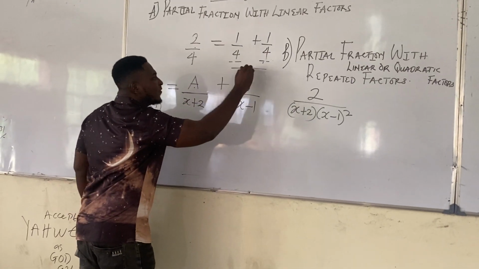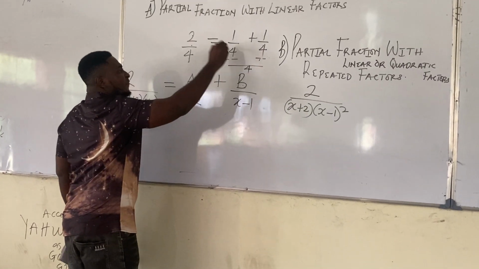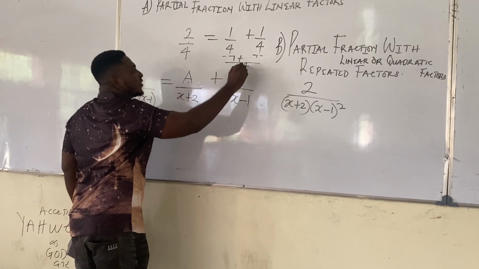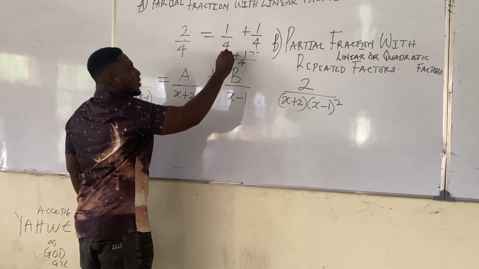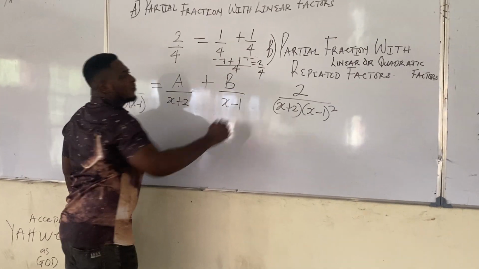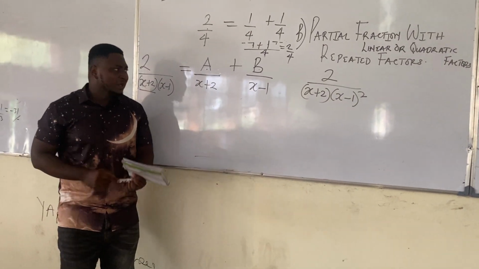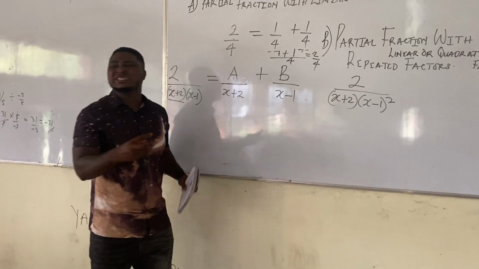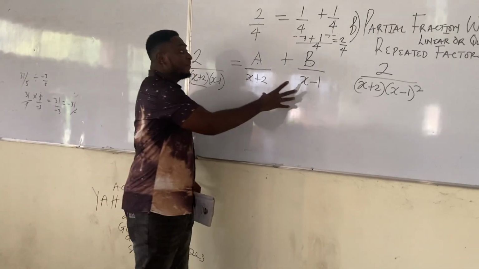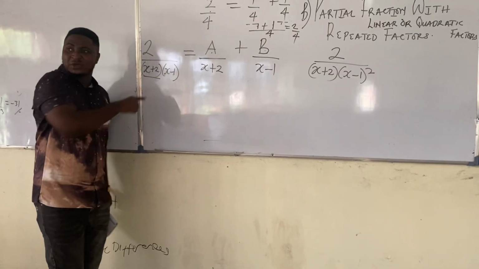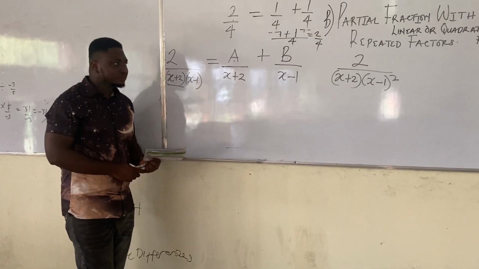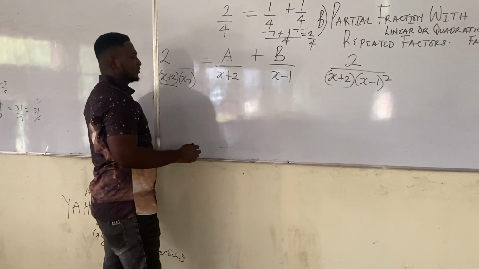Let's do it. If you say LCM will be 4. 4 divided by 4 is 1. 1 times 1 is 1. Plus 4 divided by 4 is 1. 1 times 1 is 1. 1 plus 1 is what? 2 all over 4. So you can never go wrong in partial fraction except you want to go wrong, class. Because after getting your partial fraction, you can test your answer: am I correct? Add them back together and see, will it give me back my question, to know if you are correct or wrong. So class, we are here now.